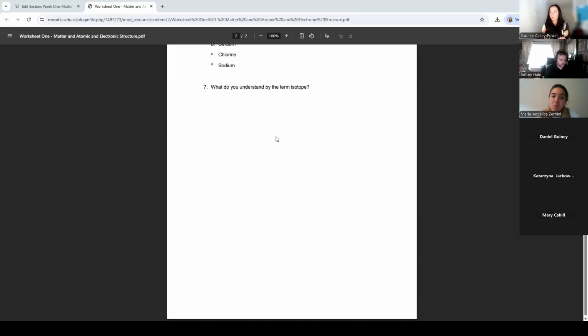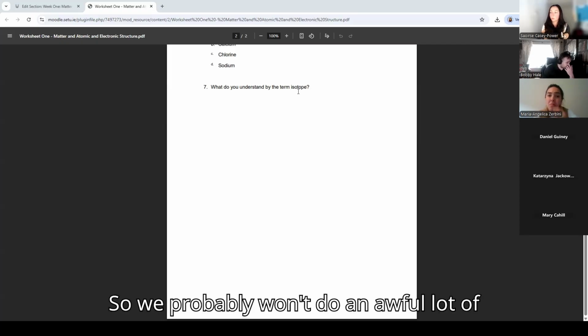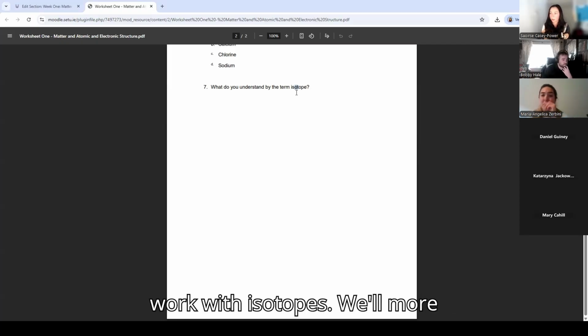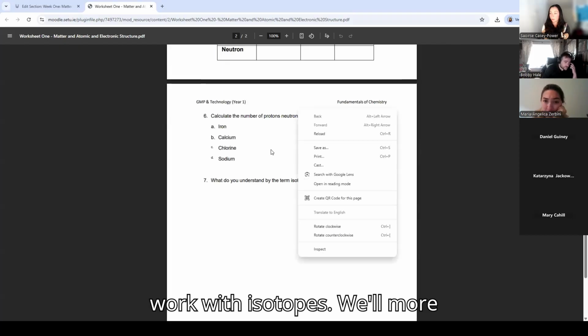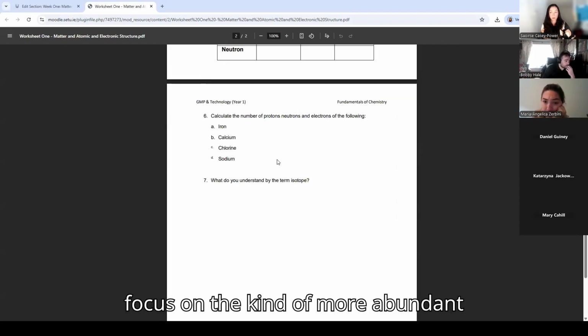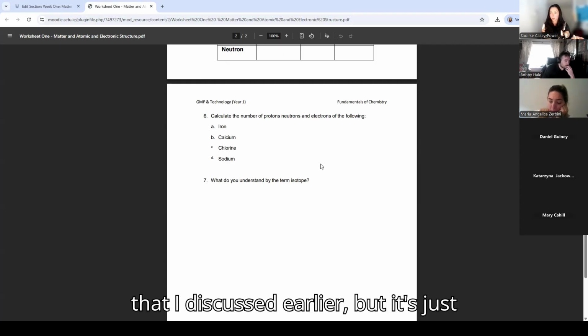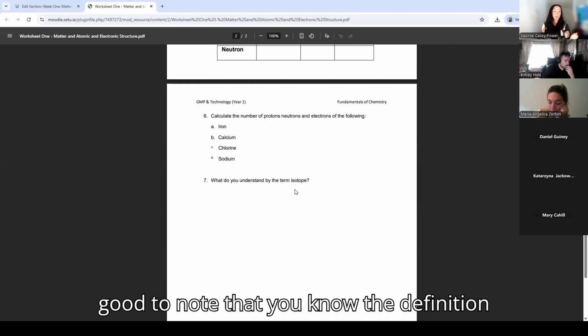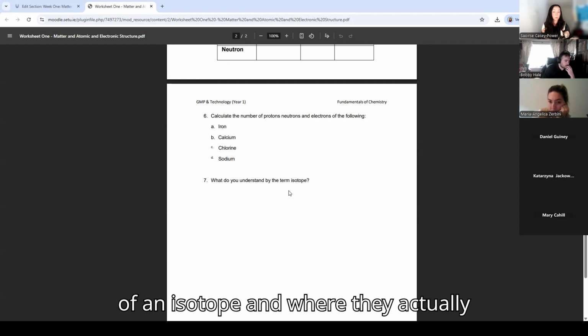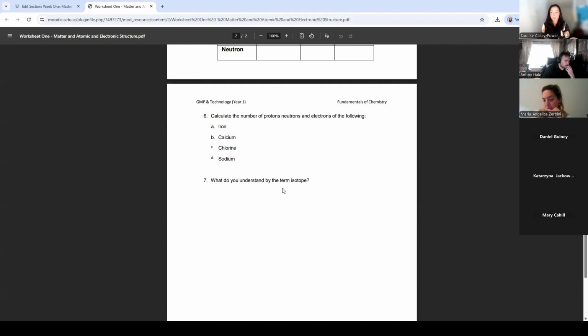So we probably won't do an awful lot of work with isotopes. We'll focus more on the more abundant isotope in nature, like our carbon that I discussed earlier. But it's good to note that you know the definition of an isotope and where they actually come from.